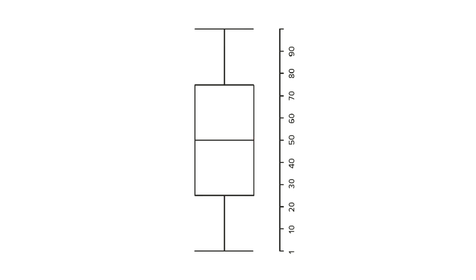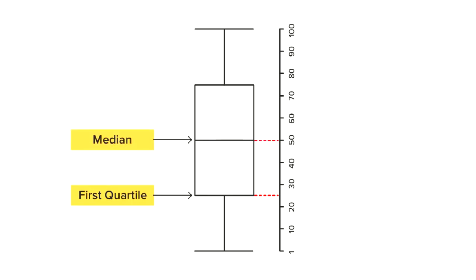Suppose our data consists of 100 observations and we arrange our data in ascending order, then the first quartile will be represented by the 25th value of the dataset. The second quartile will be the 50th value in the dataset, and it will also be the median value, and the third quartile will be the 75th of the dataset.